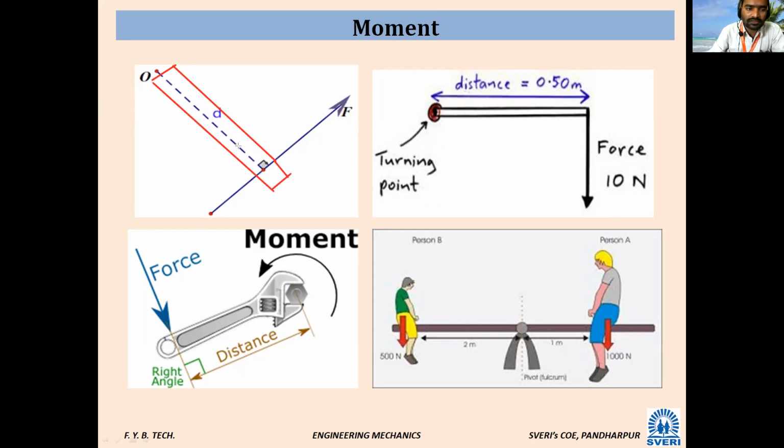This is the line of action of the force F. The distance between this point and the line is D; about this point the body is moving. When you apply the force F, is the body moving in the clockwise direction or the anti-clockwise direction? Anti-clockwise. So this is the rotation of the body, correct? Then what is the moment? Moment is equal to minus F into D.